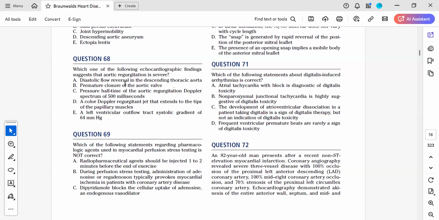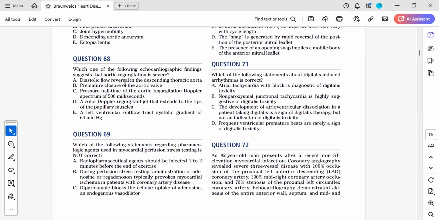ventricular complexes. So going back to our question, looking at option A, atrial tachycardia with block is diagnostic of digitalis toxicity. This is false because atrial tachycardia with block is not diagnostic of digitalis toxicity. It has been proven that there are other causes of atrial tachycardia with block, not only digitalis.